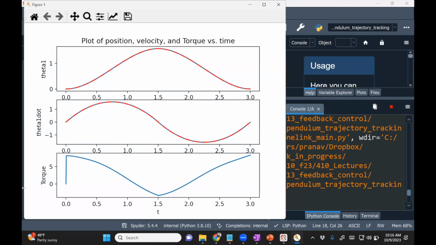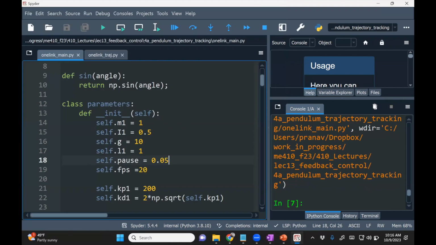And then this is the plot. So you can see that the red matches the blue, which means that the tracking is perfect. The first one was the angle, the second one was the velocity and position, and the third one was torque.